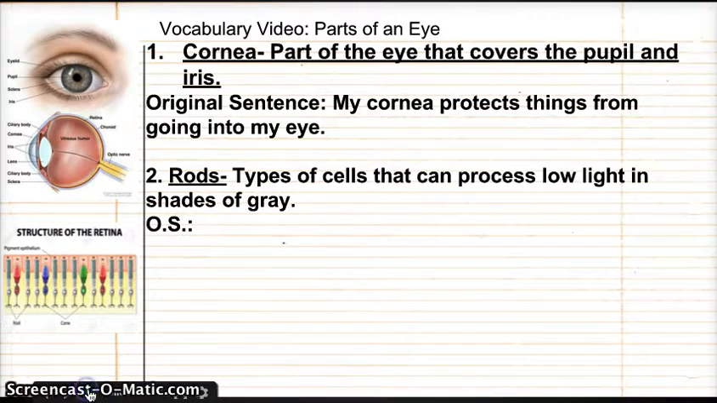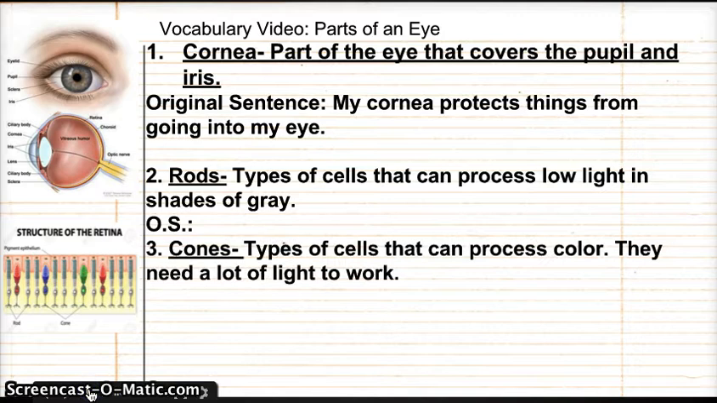Let's move on. And the last idea for today is cones. Cones are the colored ones that we just talked about, and those are the types of cells that process color. They need a lot of light to process color, so that's why you don't see colors very well at nighttime. Now, if somebody was colorblind, then their cones would be either damaged or missing or anything like that. All right, go ahead and make an original sentence for this one now.